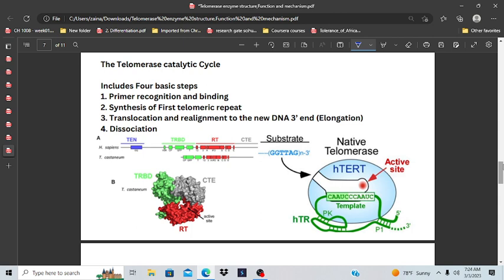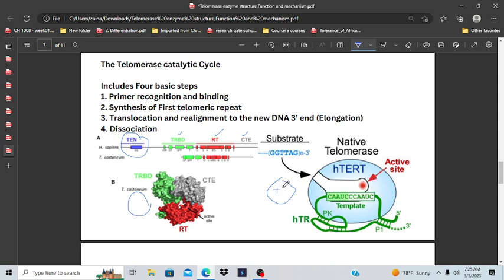So let me explain how the active site looks. As I said earlier, this is the ring-like structure which has the CTE, RT, and TRBD domains. So this is actually the TERT, or the catalytic protein part. There is another enzyme now. You can see TRBD, RT, CTE is present, but where is TEN? The TEN domain is separate. This part corresponds to these three domains, but the TEN domain resides separately.